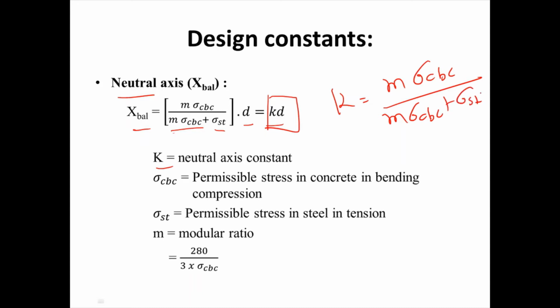Sigma cbc is the permissible stress in concrete, in bending compression. Next one, permissible stress in steel, in tension, sigma st. M is the modular ratio. So the modular ratio equation is 280 divided by 3 sigma cbc.